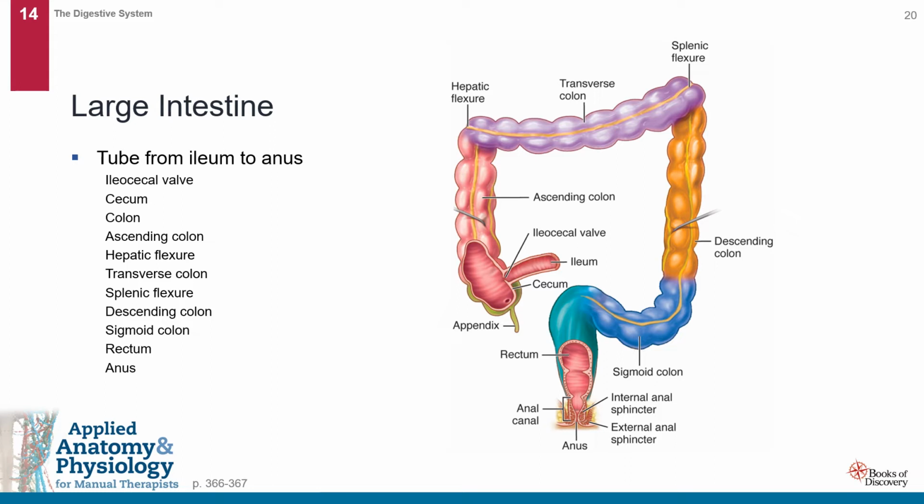At the distal end of the descending colon is a short S-shaped segment called the sigmoid colon, which ends at the rectum. The last few centimeters of the rectum make up the anal canal, which ends at an opening called the anus. And here we see illustrated the regions and flexures of the large intestine.